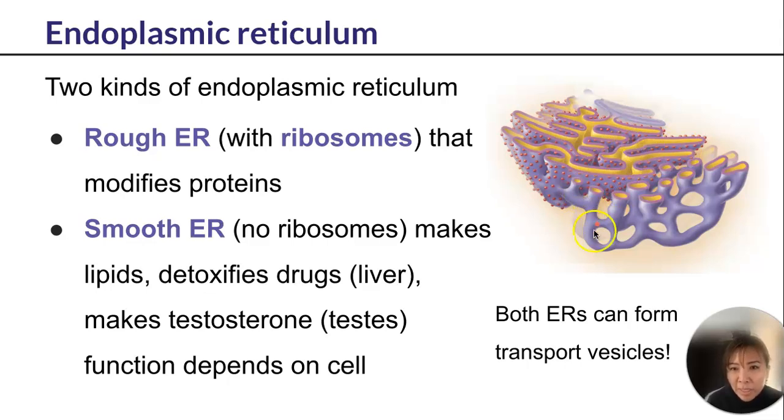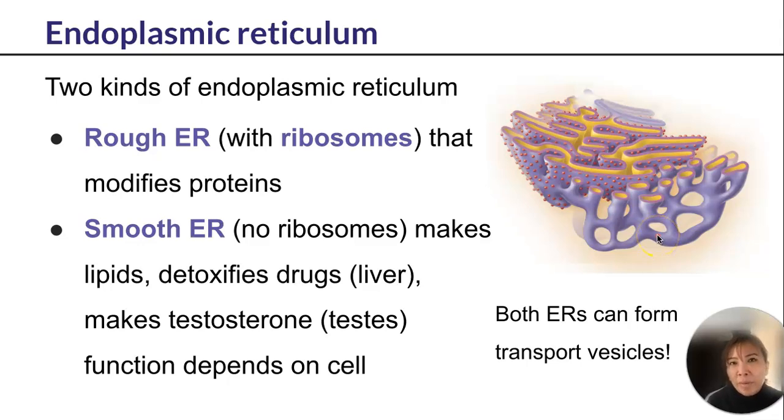We also have the smooth ER, still part of the endomembrane system. Smooth ER does not have the ribosomes, so we consider it smooth for that reason. And it is going to synthesize different lipids. It also has other functions depending on the cell that it's in. So for example, in the liver, we can detoxify different drugs within the smooth ER of the liver. And in cells within the testicles, it can synthesize testosterone, which is another type of lipid, right?